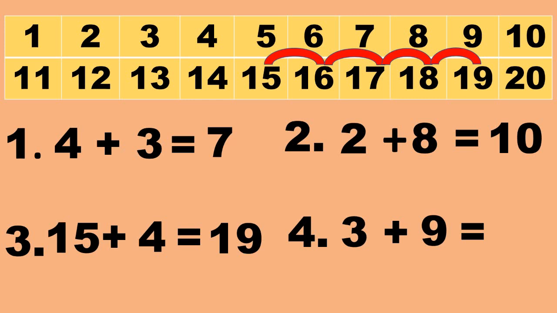Now fourth sums. Fourth sums we have 3 plus 9. So 9 number keep in your mind and we have to go 3 steps forward after 9. 10, 11, 12. So what answer we got? Yes, 3 plus 9 is equal to 12.